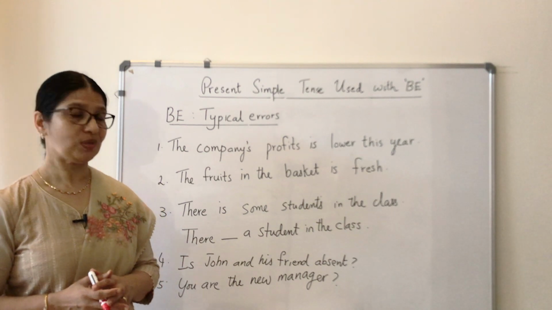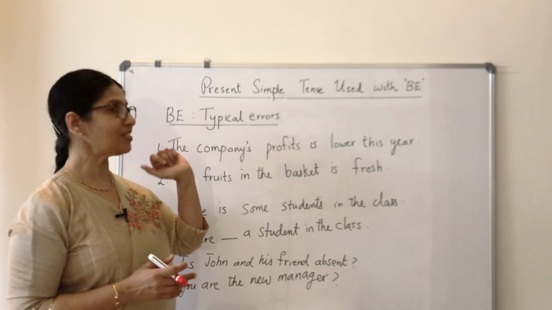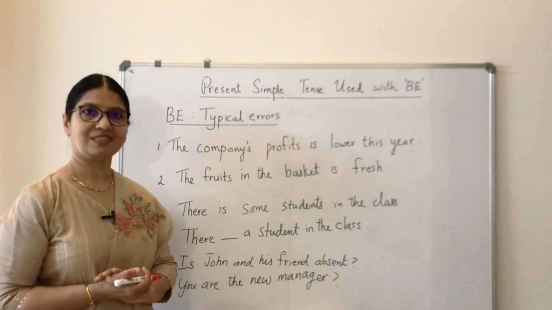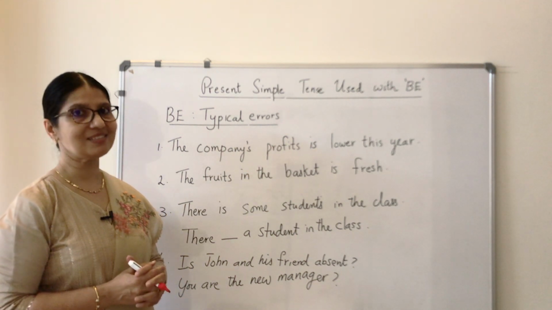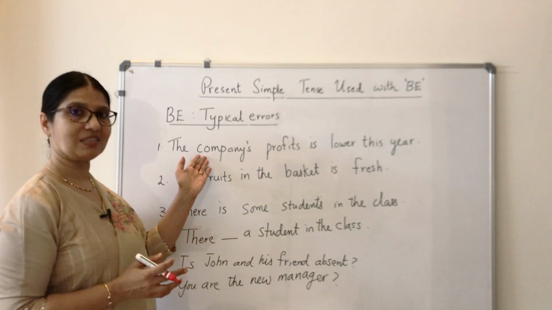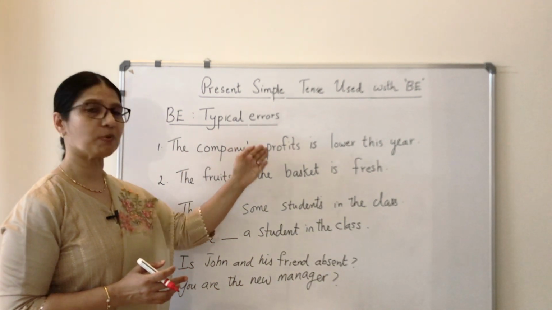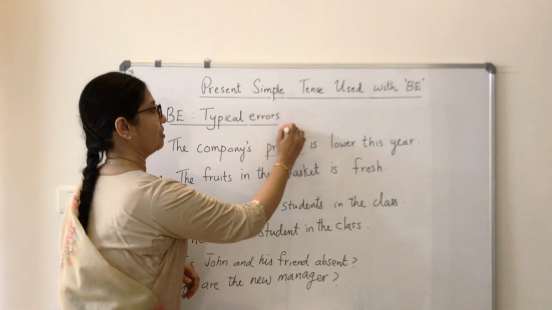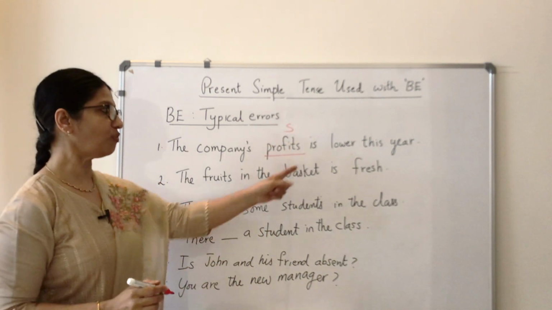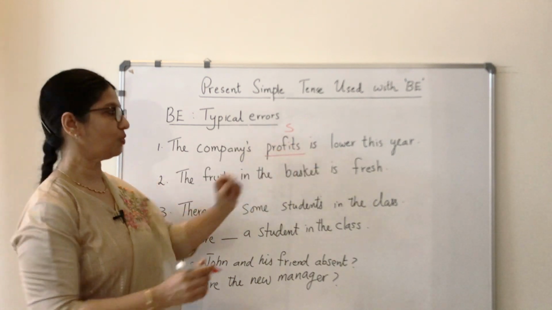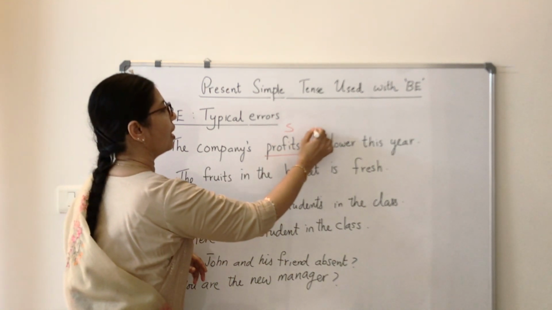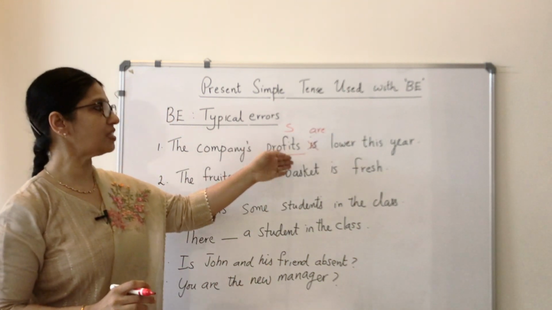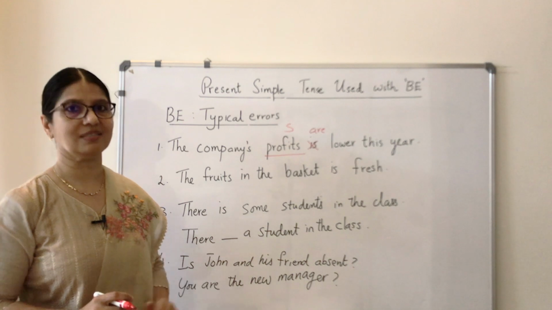Now let's look at some common errors made while using the verb be in present simple tense. So here we have some sentences, and let's start with the first one. The company's profits is lower this year. Are you able to spot a mistake in the sentence? What is the subject here? Is it the company or the company's profits? It's profits, which is the subject, and because it's plural, we have to go for a plural verb. So is should be replaced with are. So now it looks better. The company's profits are lower this year.